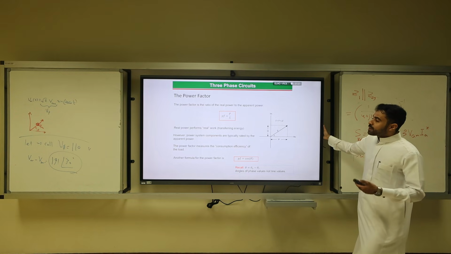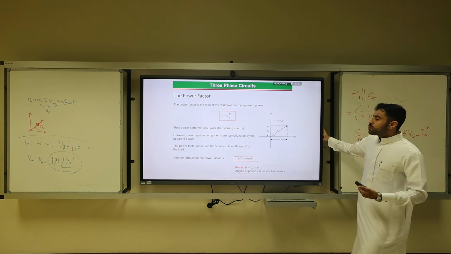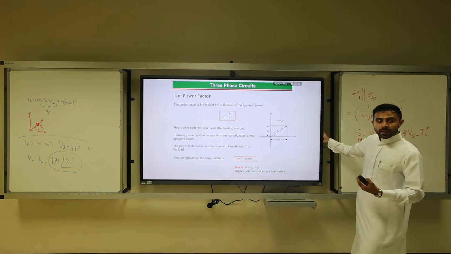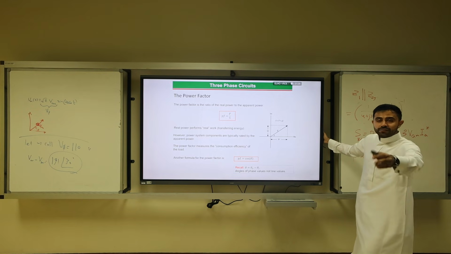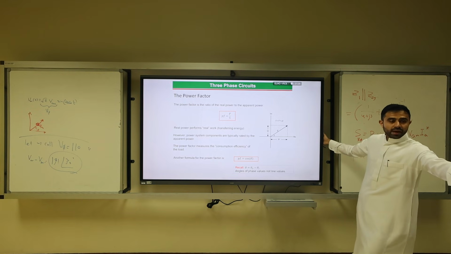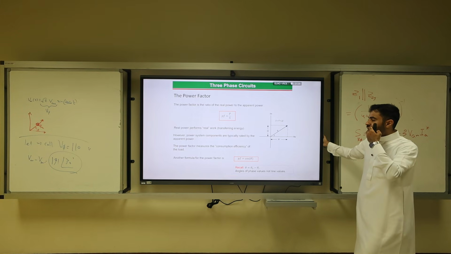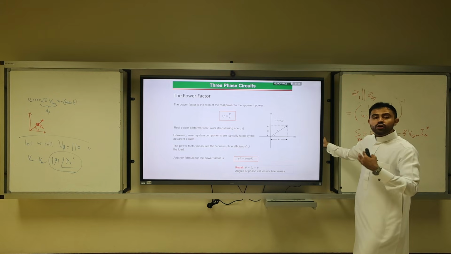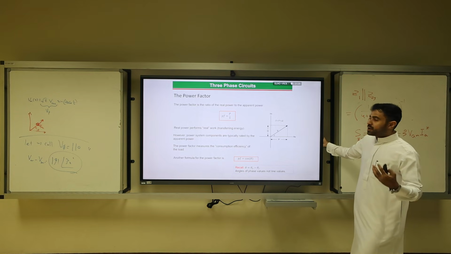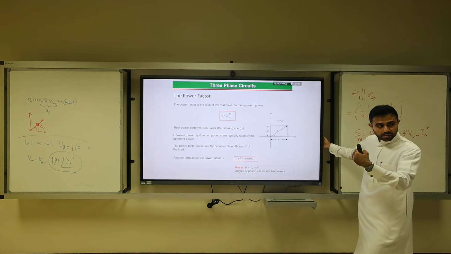The real power performs real work, transfers real energy. Power system components are usually rated by apparent power. I told you, when you open your power plant, you don't say it's 5 plus 5j megawatts. You say the apparent power. So usually they are rated by the apparent power, and the power factor measures the consumption efficiency: how efficiently we utilize the apparent power. The closer to 1, the better.